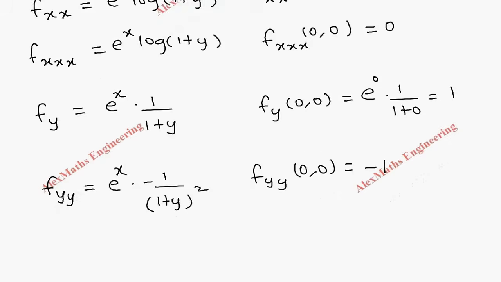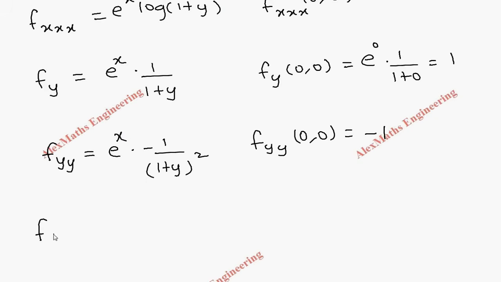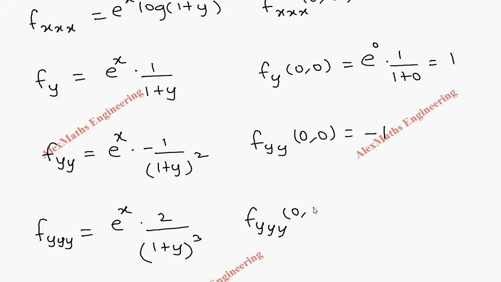In the same way, we have to find fyyy, which is again e power x as constant, and the differentiation of minus 1 by x square is 2 by x cube. So 2 by 1 plus y whole cube, and when we take the values for x and y as 0 and 0, we are left with only 2.